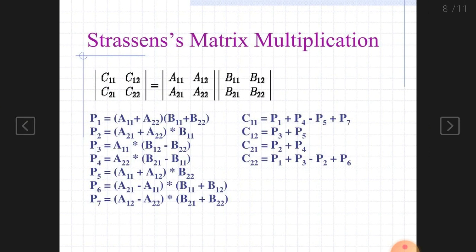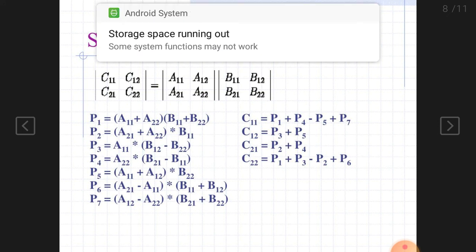So here are the formulas we have to use for Strassen's multiplication, and P1 is equal to A11 into, as I showed, you can check that. And as I told, there are 7 multiplications and 18 addition and subtraction operations.